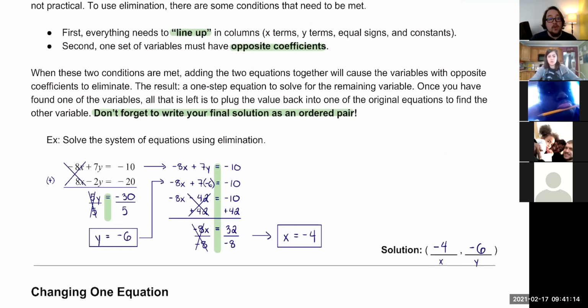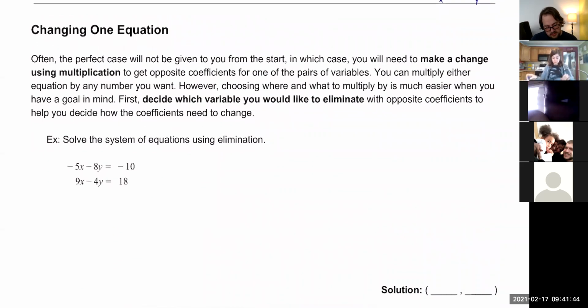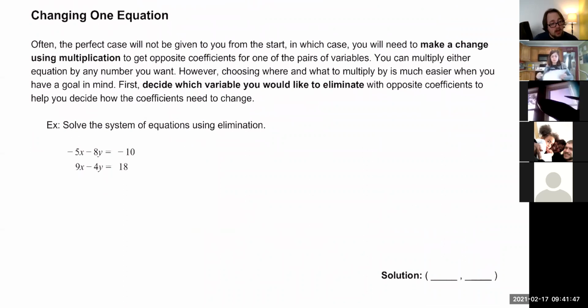Now, remember, that was the perfect case. It was really kind of set up begging us to use this elimination method. The 2 primary conditions were already met. Everything, the like terms, all the similar pieces were lined up nice and neatly. And we already had opposite coefficients on one of our variables. Now, as we know, it doesn't always work out in our favor. So now let's see what happens if it's close, but not close enough.